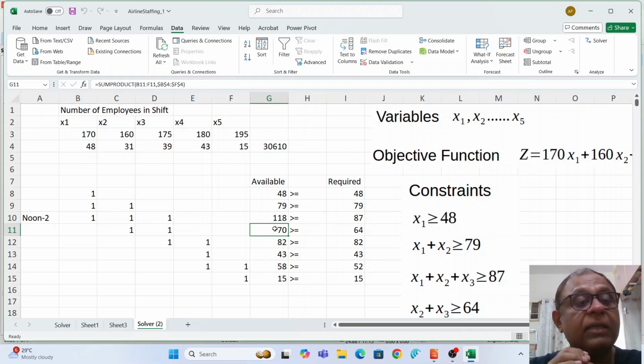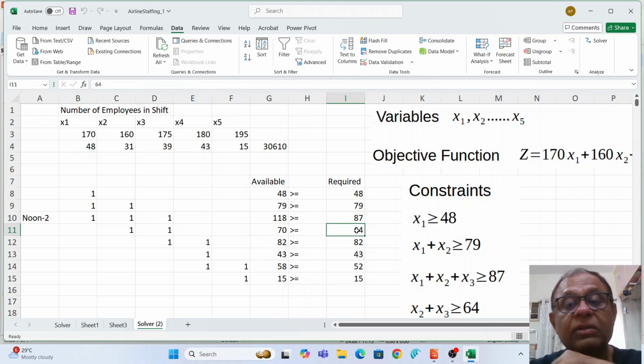Similarly, in the time following that, from 2 p.m. to 4 p.m., it's 70, but the requirement was 64. Now, why does this happen? It happens because we need to minimize the cost while seeing to it that at least the minimum number of agents are available per shift.